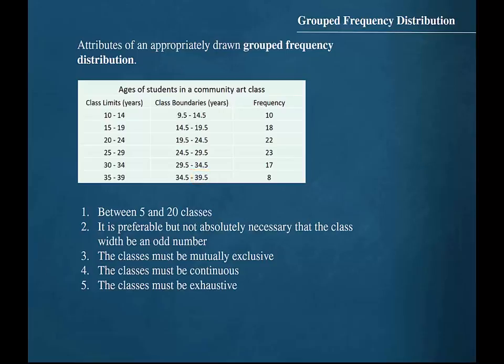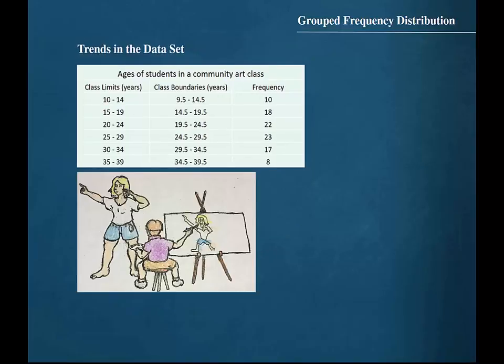The classes must be exhaustive. We do not have access to the original data set, but in order for this guideline to be met, there would have been no students younger than 10 nor older than 39. The classes must be equal in width. We noted earlier that each class has a width of 5.